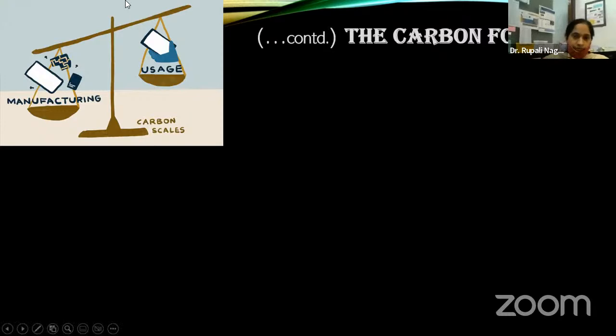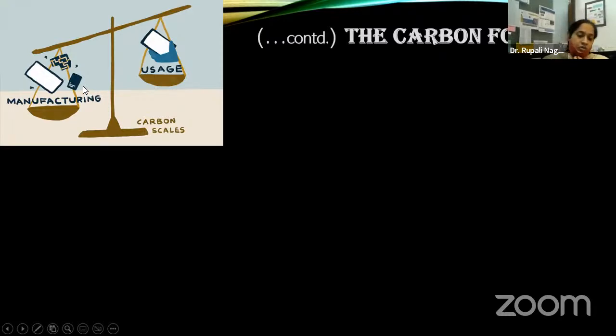The answer is no. Because for every product that has been manufactured, there is a lot of manufacturing emission going on. And if you look at this balance, the carbon scales, the usage is just a small proportion of whatever emissions are happening at the manufacturing side. So this sensitivity should be in all of us.